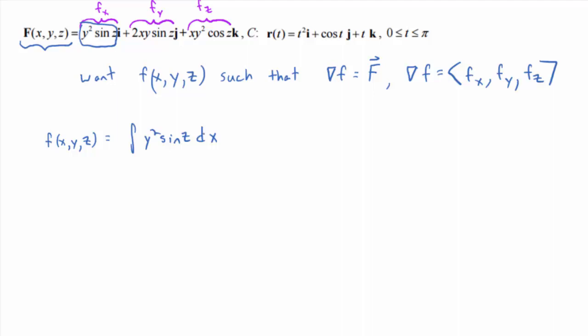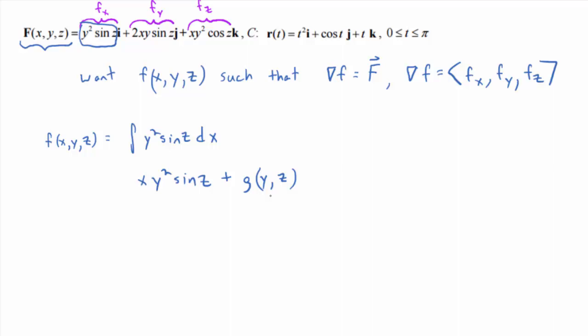Well, what's the integral of y squared sine z dx with respect to x? It's like a partial antiderivative, right? It's just x times y squared sine z, because y squared sine z is a constant with respect to x. Plus what? So x times y squared sine z plus some function. It's got to be a function of y and z, right? Because those are constants with respect to x. So plus, let's use g of y, z.